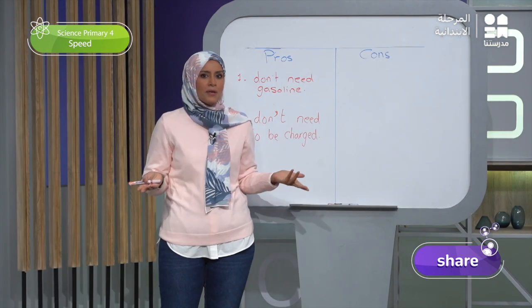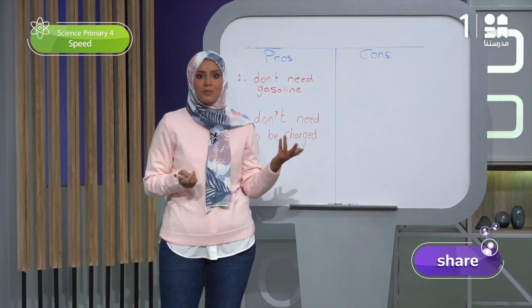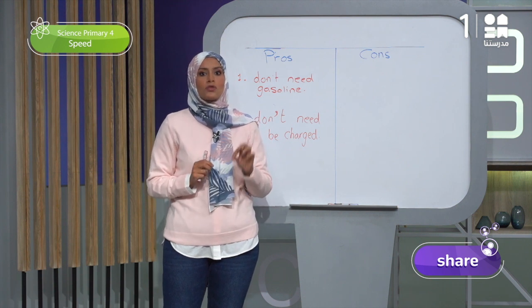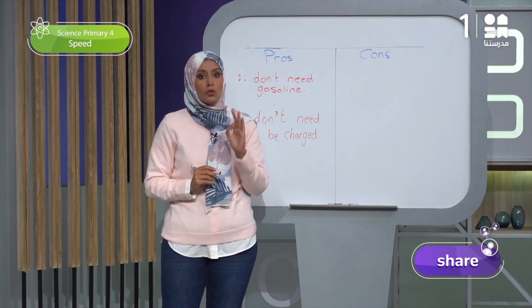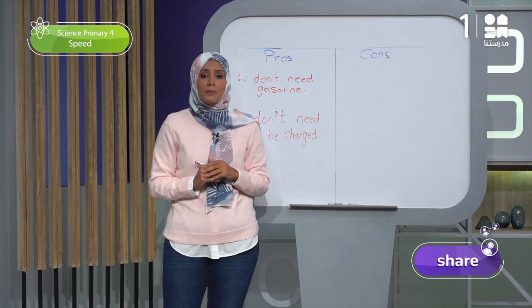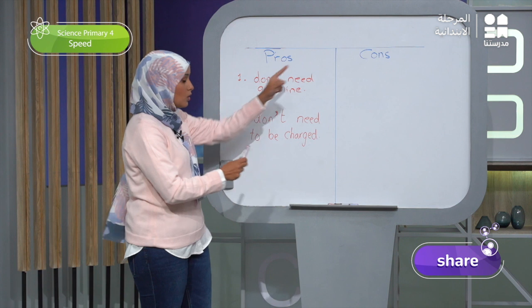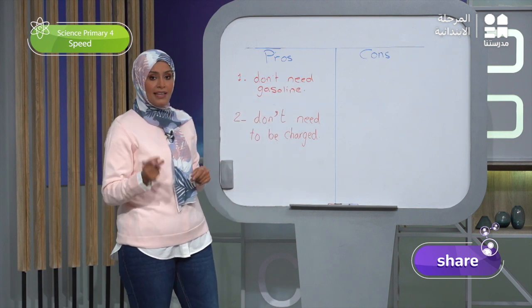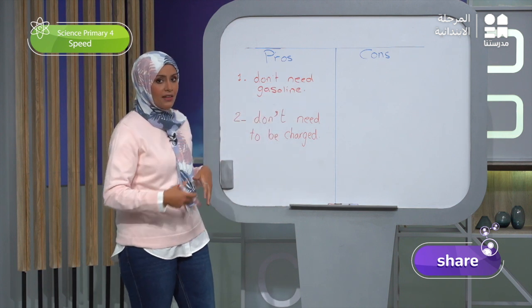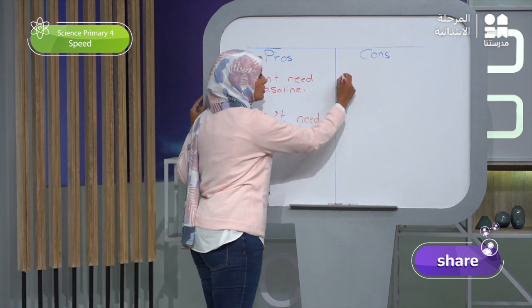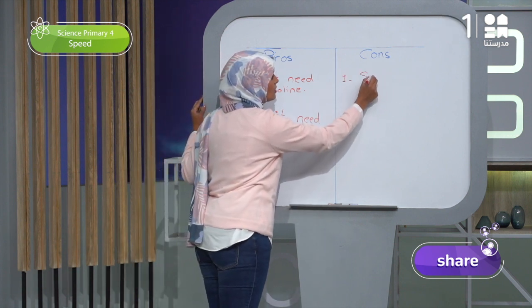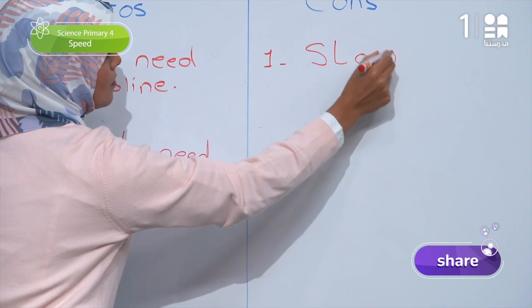What about their speed? Are they fast or slow? This question takes us to the most important cons of the solar-powered vehicles. Their speed is slower than the conventional vehicles. So, one of the cons من العيوب بتاعتها إن هم slower than the other vehicles. So, the first cons is that they are slow.